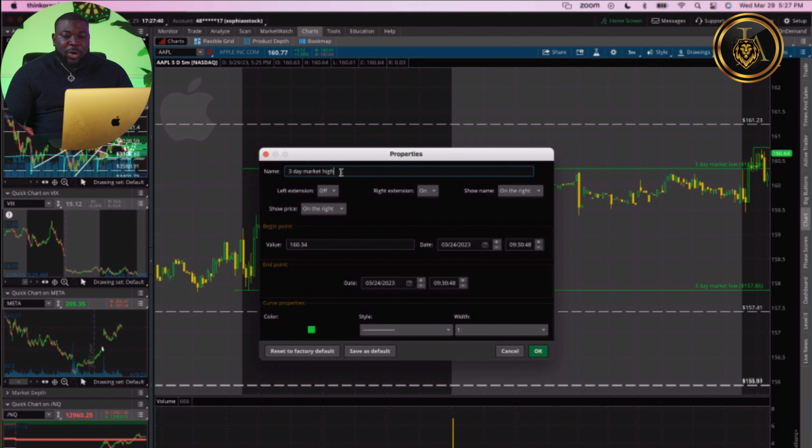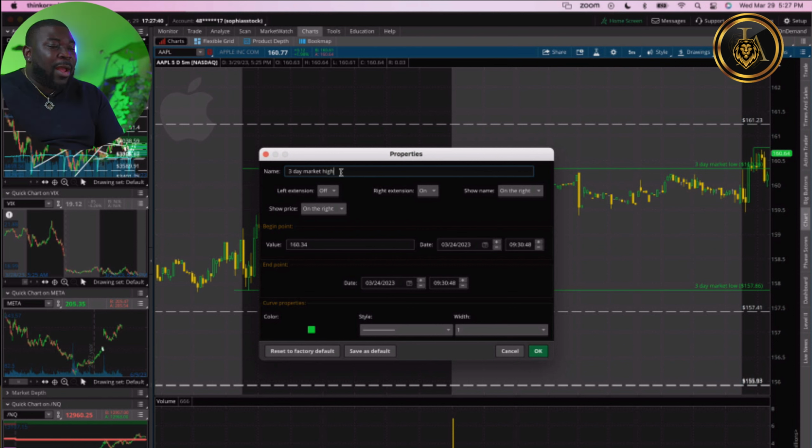And I want you guys to notice something, okay? Look at how the high of the day before and the low of the day before was where we pretty much hung around, okay?